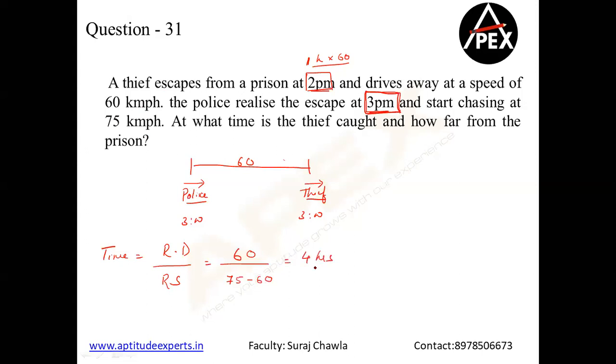So they are meeting after how many hours? They are meeting after 4 hours. So from 3 o'clock, 4 hours. So at what time is the thief caught? The thief is caught at 7 o'clock. Clear? It's 4 hours from 3 o'clock.